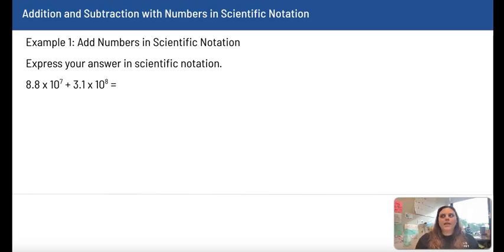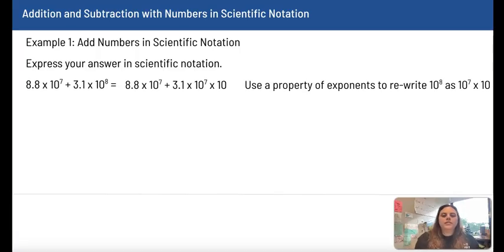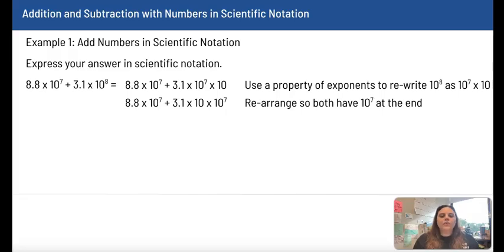We can't make a power of 10 larger, so we can't change 7 to 8, but we can take the 8 and change it down to 7. We do this by taking out a 10, and then that goes from 8 down 1 to 7. So we are rewriting here 10 to the 8th power as 10 to the 7th times 10. Once we do that, now we can rearrange so that both have the 10 to the 7 at the end. So you see we just switched these two here so that the 10 to the 7 is at the end.